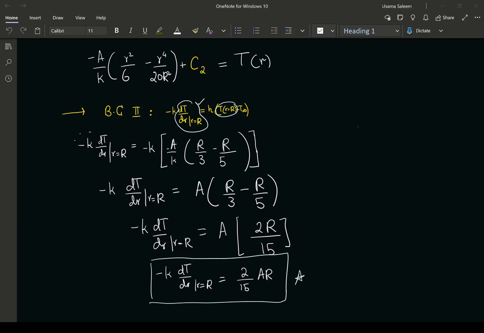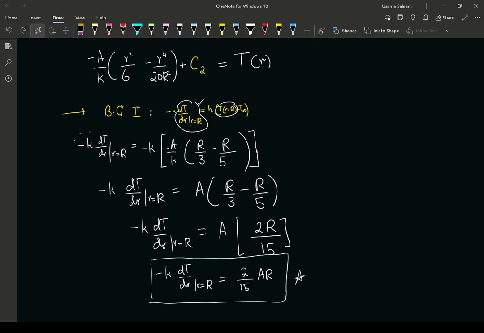Alright, so this is where we left off. Our second boundary condition, ladies and gentlemen. Right? So we developed the left-hand side of this equation, and now we gotta focus on the right-hand side. Let's see if we can develop the right-hand side of this equation.